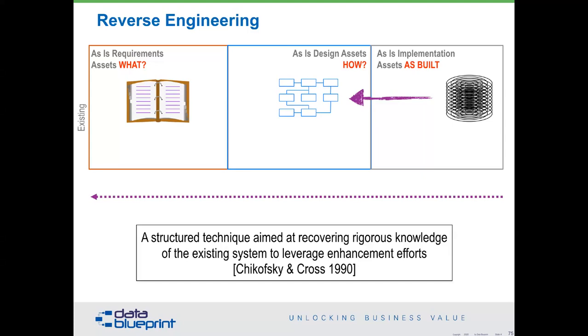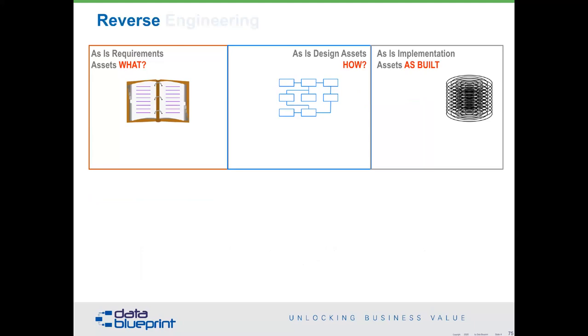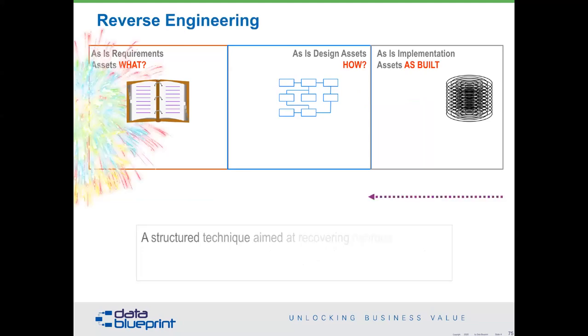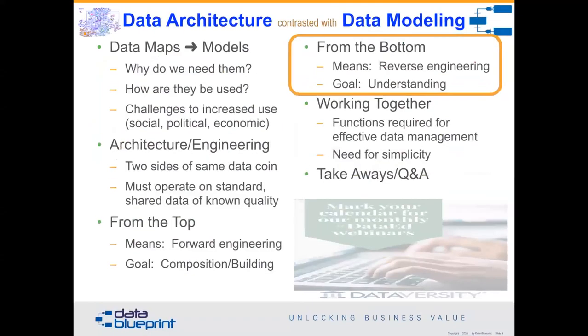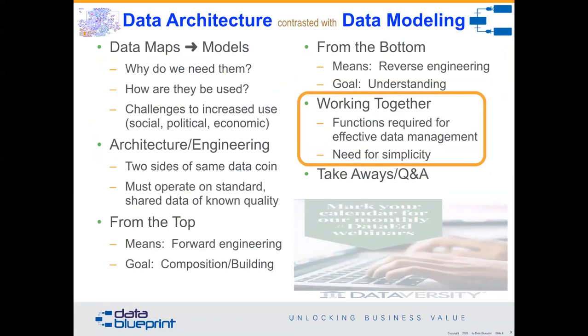Reverse engineering is a structured technique aimed at recovering rigorous knowledge of the existing system to leverage enhancement efforts. As we're doing that process, we need also to think about whether or not it is important that we go into requirements. If we're not changing the requirements, we can skip the yellow arrow. It is not required. However, if we are changing the requirements, it is necessary to reverse engineer the design to figure out what the actual requirements are as well. So let's see how this all works together, because this is effective for doing this.